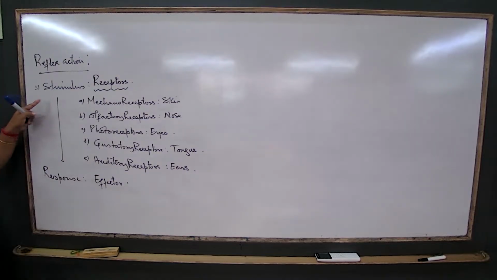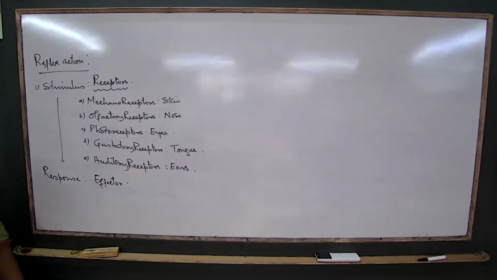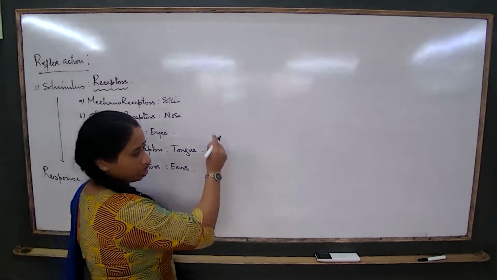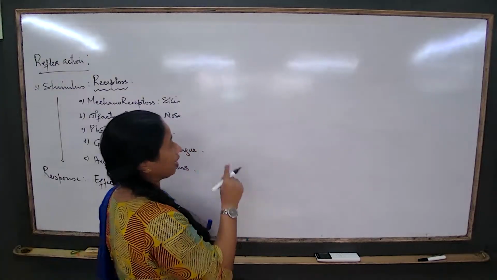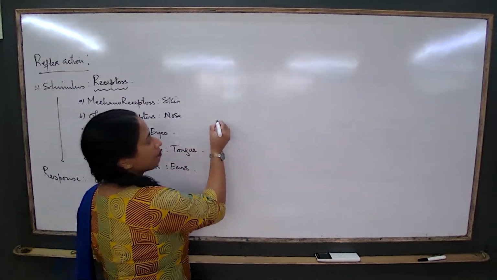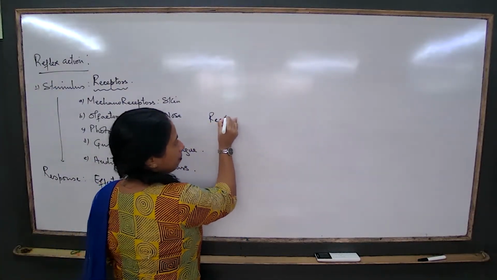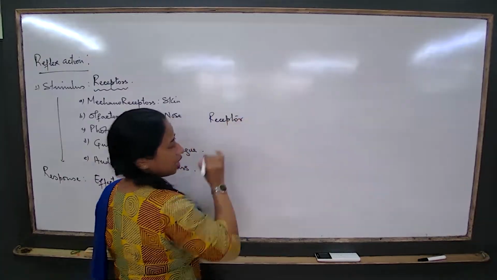But between this receptor and effector, all these components are there. Which are the components between the receptor and the effector? If I have to talk about a reflex action, what is the pathway? For a reflex action, this pathway is known as the reflex arc. So now let me talk about the components. I start with the receptor.